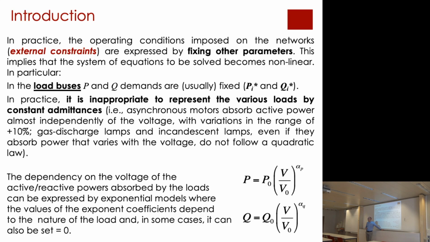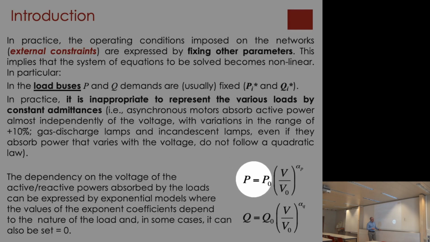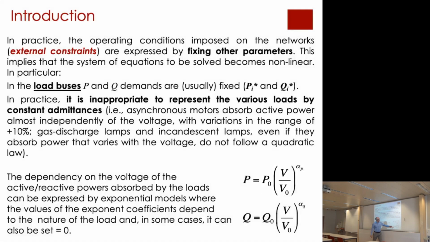So normally you take into account this dependency by these two equations, where essentially you say the power that I'm going to absorb is equal to P0. So for instance, for the active power, P is equal to P0, a constant value, times V over V0 to the power alpha P. So V is the voltage which results from the load flow, and V0 is the rated value of the voltage. Alpha P is an exponent that you may fit according to the load that you are supplying. Okay? So this means that you can incorporate this nonlinear equation into the load flow. Okay? The same thing applies to the reactive power. So this is what we call the exponential load model.